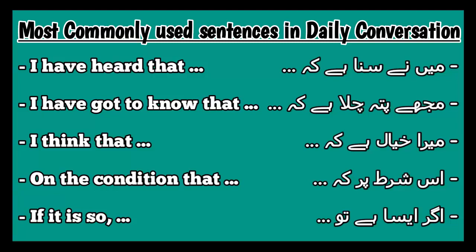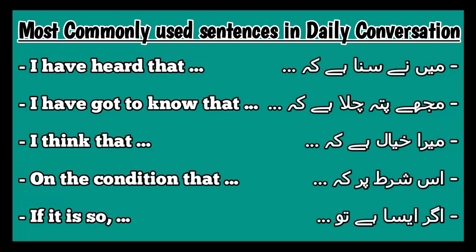Today we are going to learn about some advanced and communicative structures in English language. We often use such sentences in our Urdu conversation. मैंने सुना है कि, मुझे पता चला है कि, मेरा ख्याल है कि, इस शर्त पे, अगर ऐसा है तो. We use these sentences with different structures in English language, such as I've heard that, I've got to know that, I think that, on the condition that, if it is so.